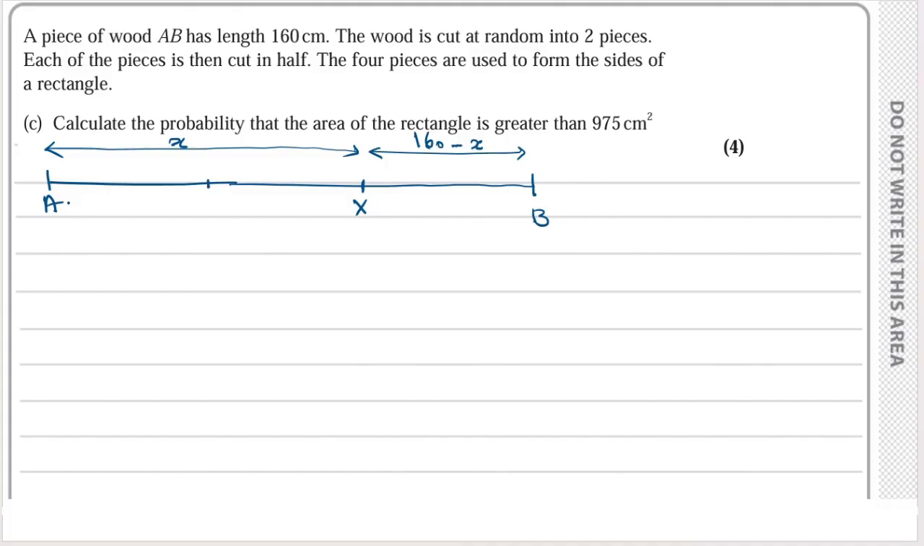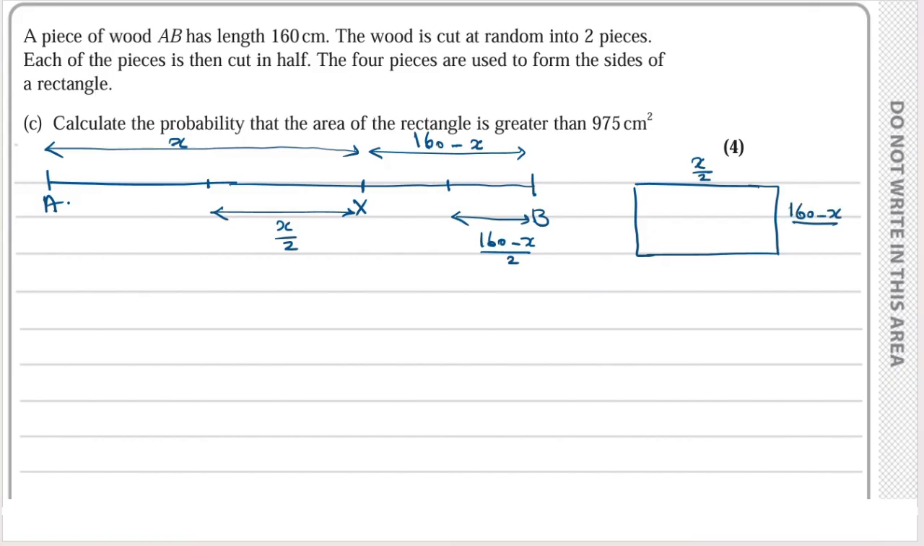So they're cut in half, therefore we get the length X over 2 here and the length (160 minus X) over 2 here. These 4 pieces are going to be used as the sides of a rectangle. So this length is X over 2 and this length is (160 minus X) over 2.